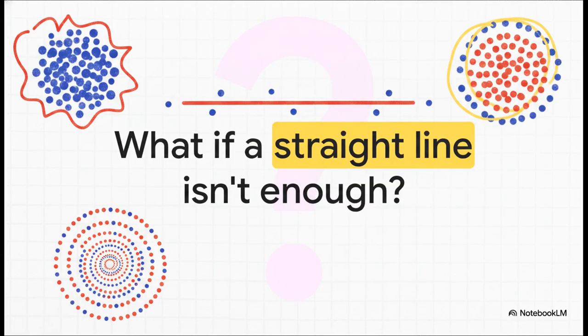But here is the ultimate curveball for any data scientist. What do we actually do when our data is jumbled together, maybe in a circle or a really complex cluster, and it simply cannot be separated by a flat, straight boundary?